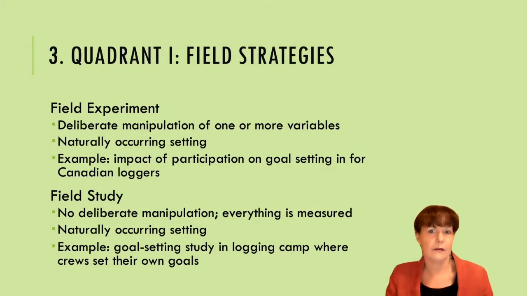So this is a naturally occurring setting, because the lumberjacks were going on with their work in the normal way. It's just that one group was involved in the goal setting and another group was getting goals that were set by their managers. So there is quite a bit of control, because you control that one group gets the participative goal, the other group gets the managerial goal. So you have two distinct groups and you can measure whether the groups are different in terms of their performance.